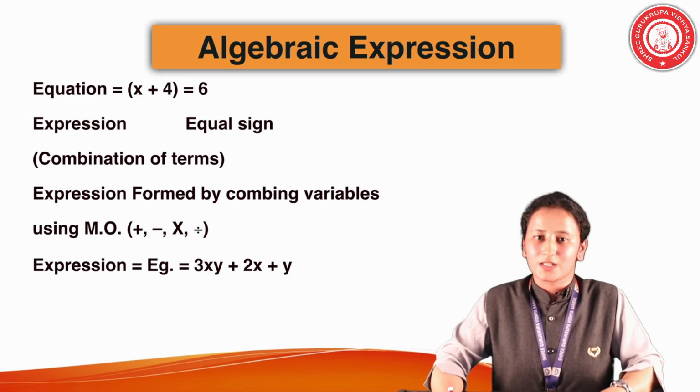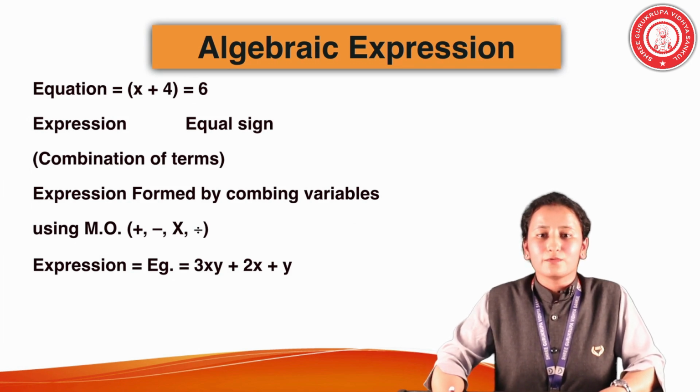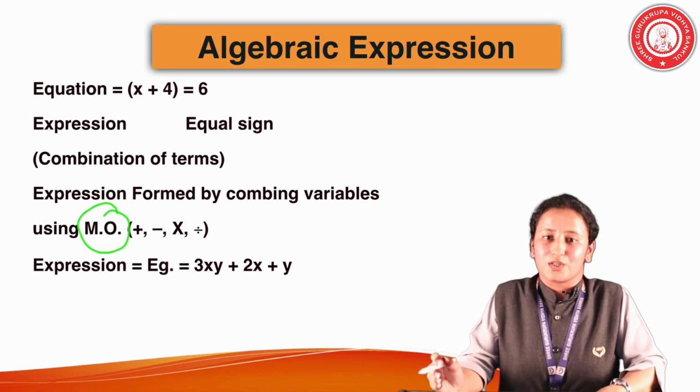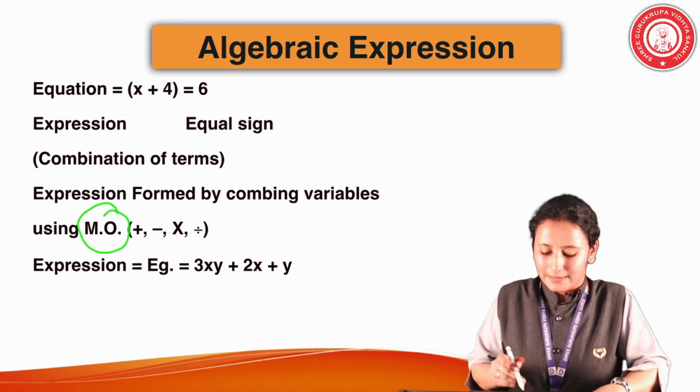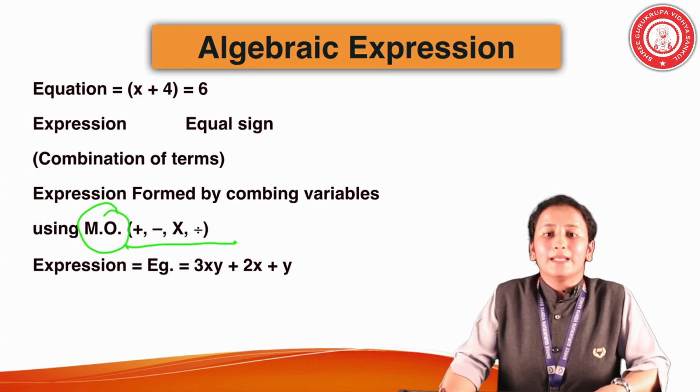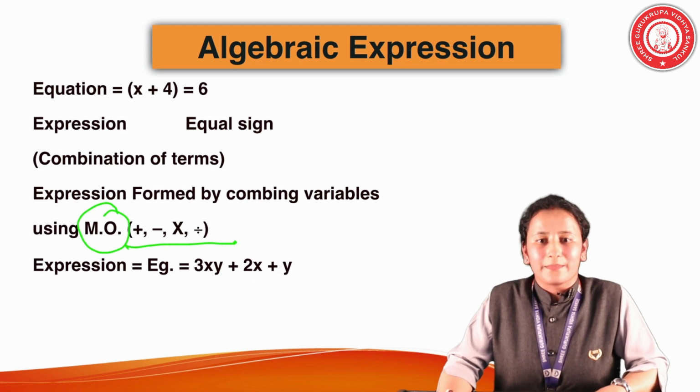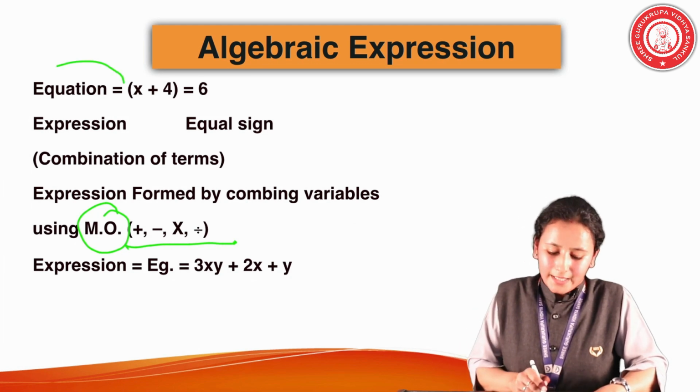Today my topic is algebraic expression. An expression formed by combining variables using AMO. AMO means mathematical operations. As we know, there are four mathematical operations: addition, subtraction, multiplication and division. When an equal sign comes between two algebraic expressions, then it becomes an equation.